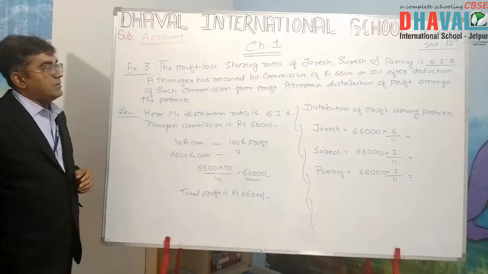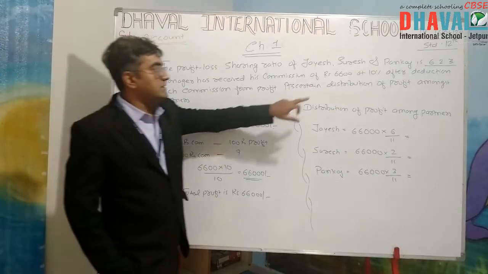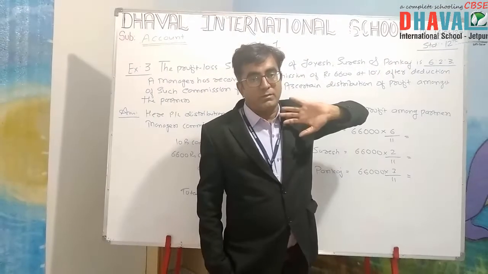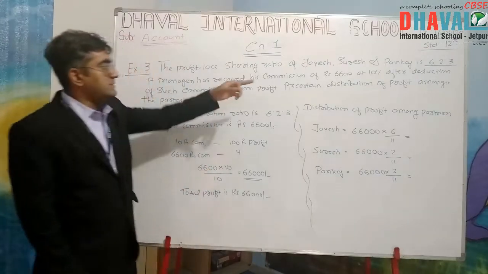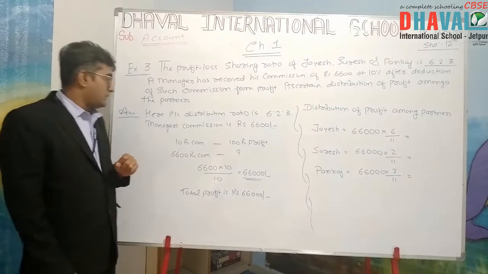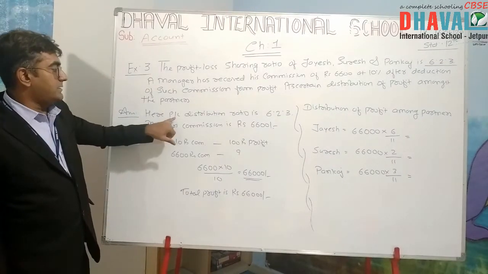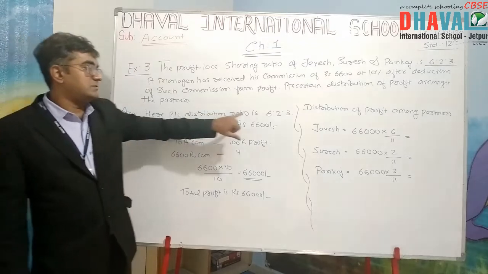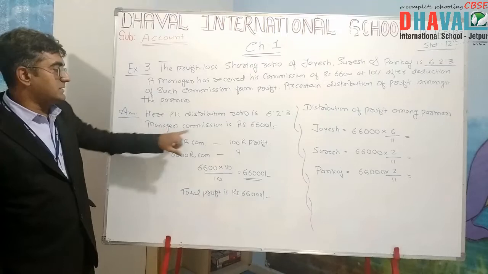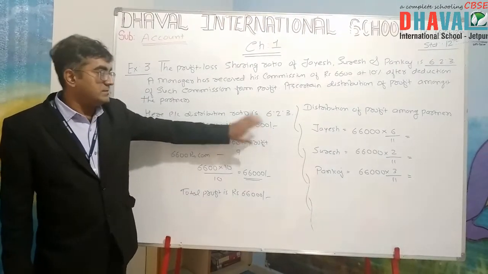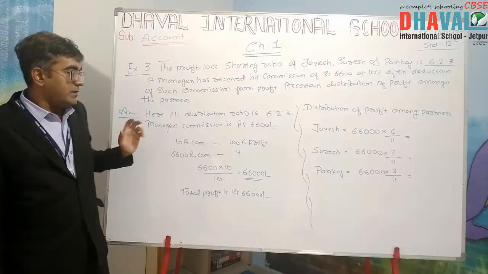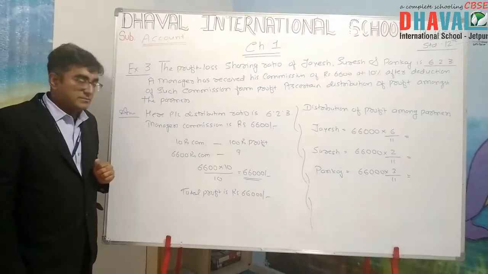So here you have only the amount of the commission, 6,600 rupees, and you have the ratio 6:2:3, and we have to divide the profit. So from the commission, first we calculate the profit of the firm. You see the sum now. Here the profit and loss distribution ratio is given as 6:2:3, and the manager's commission is given as ₹6,600. These both things are mentioned in the question. So I write them first separately. Now we do the calculations.